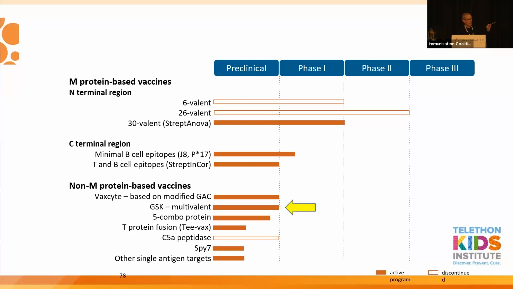And there are a number of other vaccine candidates which are sort of going into phase 1 clinical trials at the moment. And the one that the Telethon Kids and the Australian Streptococcal Vaccine Initiative, or ASAVI, based at Telethon Kids and MCRI, have focused on is the GSK multivalent vaccine, which targets conserved antigens, which are non-M type. So the pipeline is sparse.